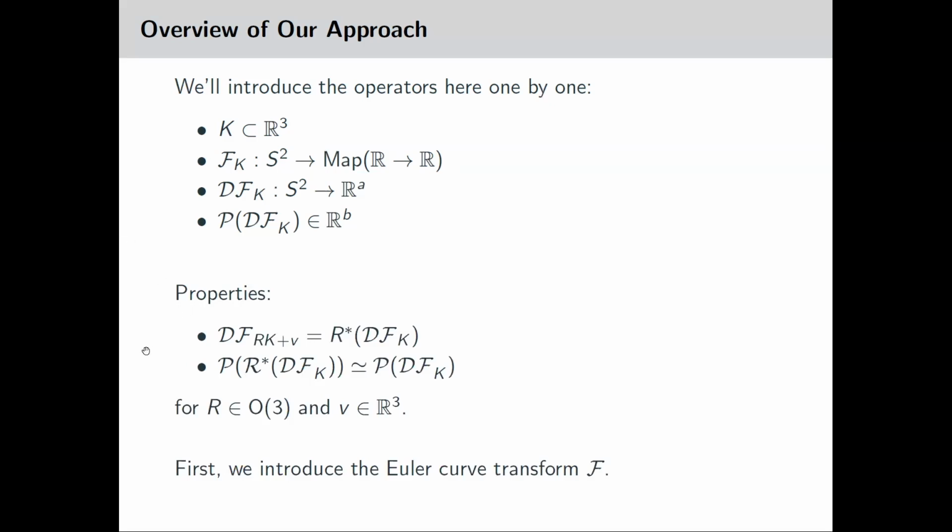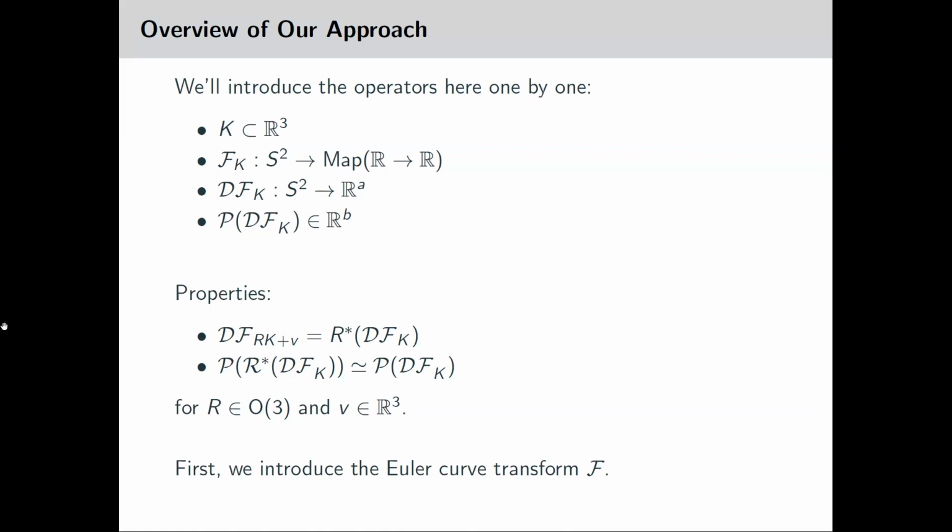First, the operators D and P have the following properties. If you look at the first equation here, I put RK plus V as an input for the operator DF. The first note here is that on the right side, there is no V, right? So the vector disappears on the right side. This means that this operator DF is translation invariant, because the vector V can be thought of as the translation information of a simplicial complex. So it means that this operator DF is translation invariant.